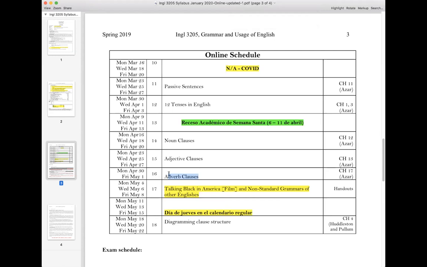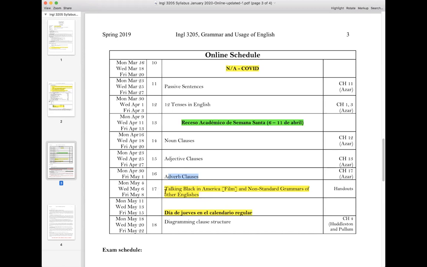So instead of last week, we ended adjective clauses last week, and this week we go on to adverb clauses. So May 4th to May 8th. And it shouldn't be that much because it's not too much material. Today we'll cover half of it, and on Wednesday we will cover the other half.